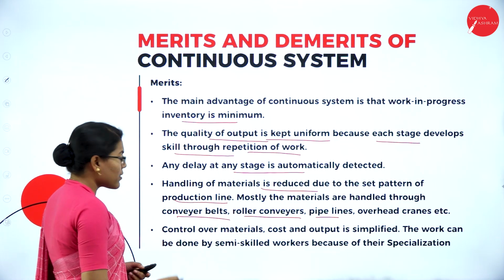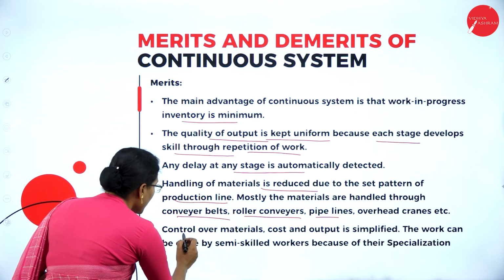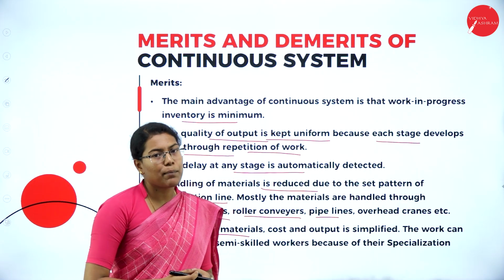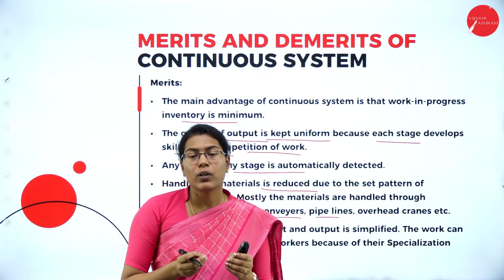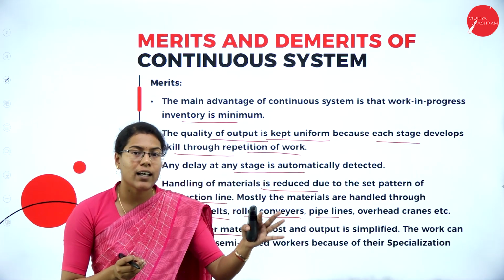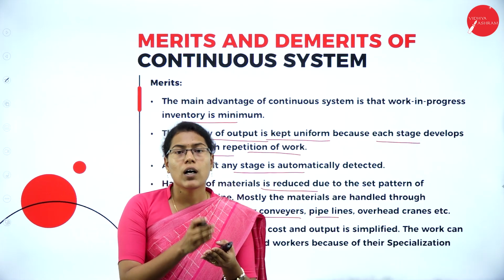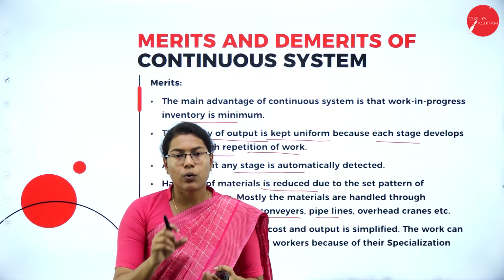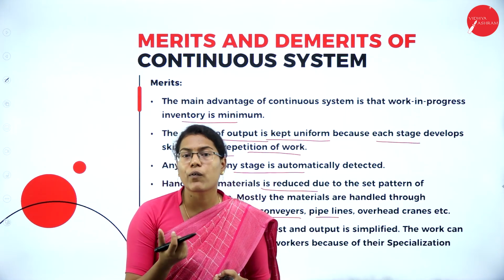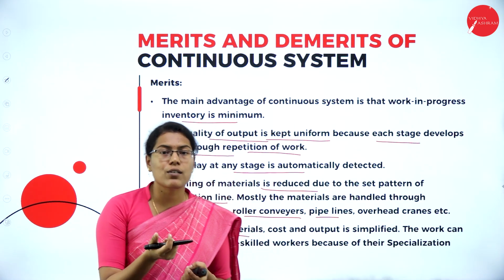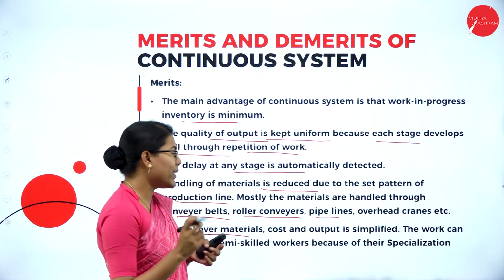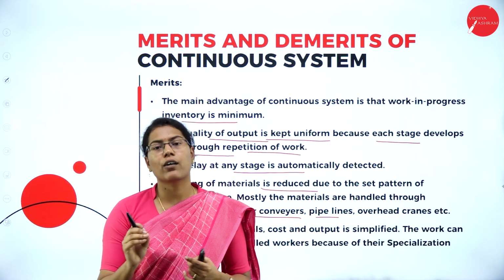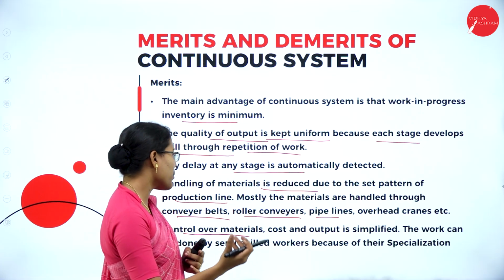And there is the advantage that control over materials, cost and output is simplified. Because since everything is standardized, we know how a product should move, like each product moves through certain steps, and each product maintains the same quality. So we will know the cost of the product easily. It is not a customized kind. So the same standard, same quality units of that product are produced.